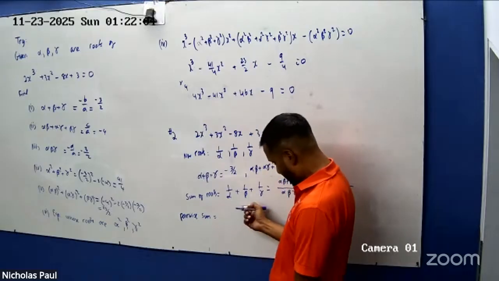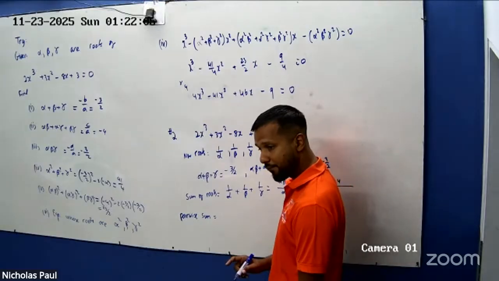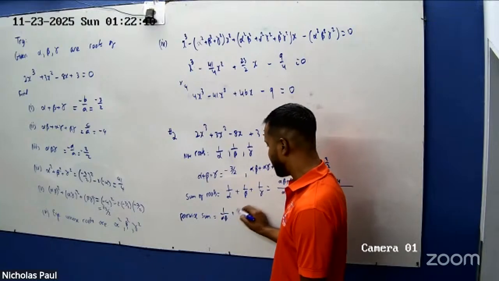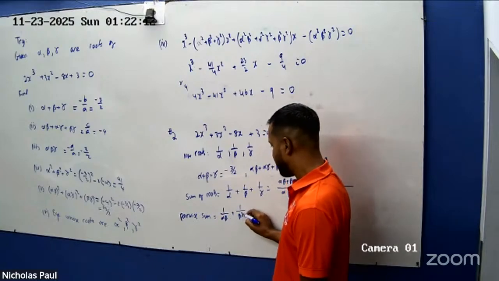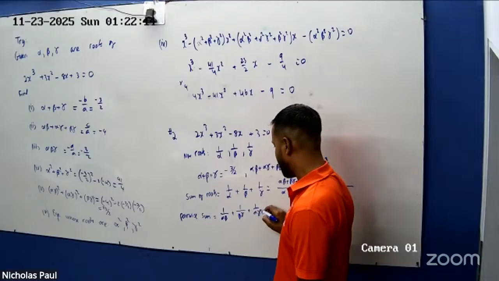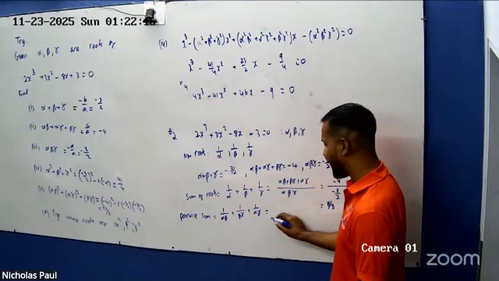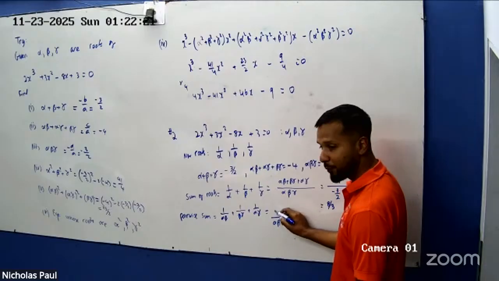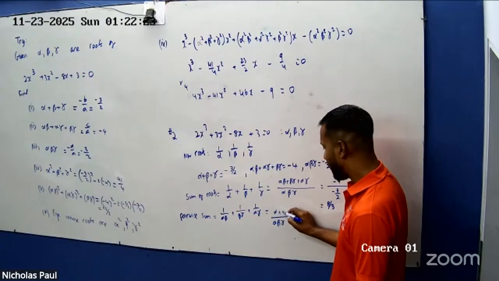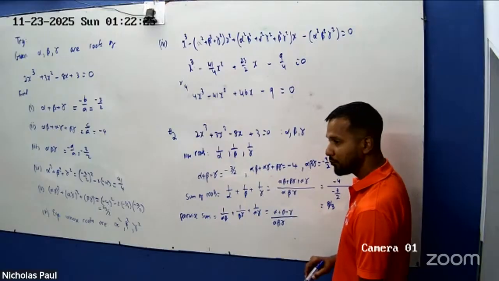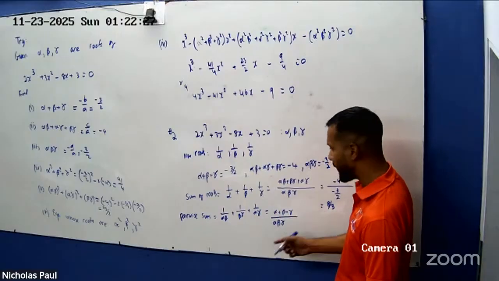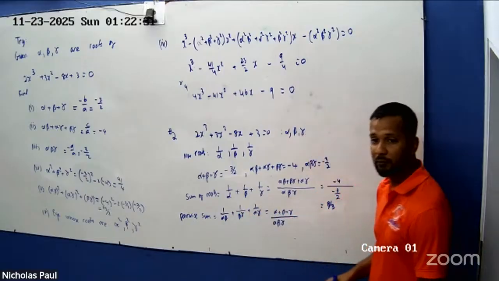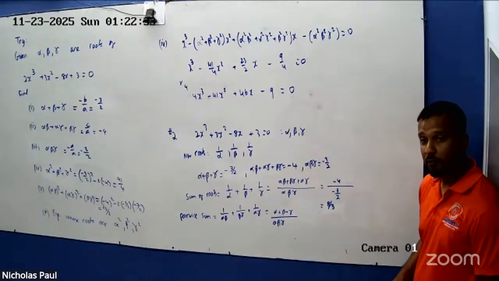What's coming in? 1 over alpha, 1 over beta plus 1 over gamma. So the first thing you do here is find the LCM, alpha beta gamma, and on top is what? Alpha beta plus gamma. I just put it in this order, but yes, you will get gamma alpha plus beta. Right, Nathan? You have all that?